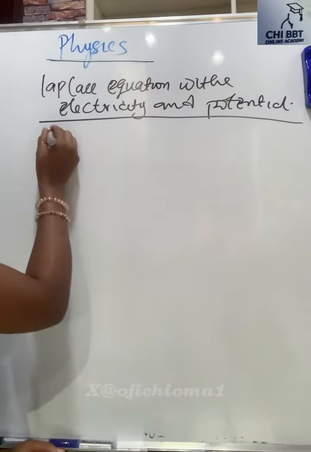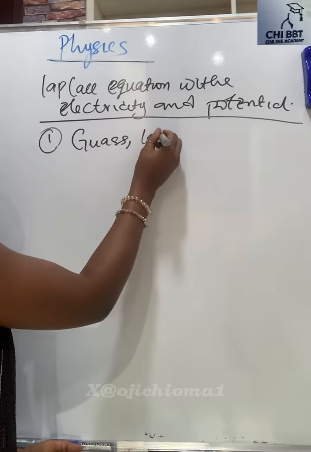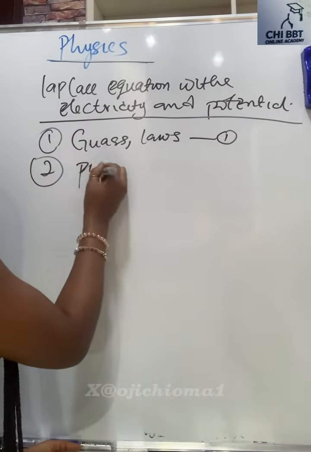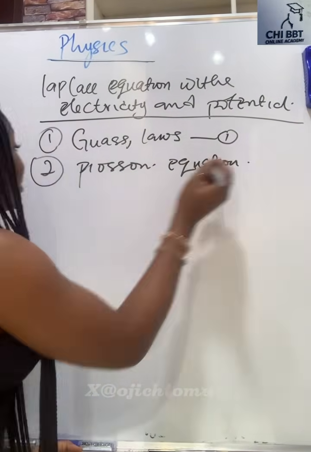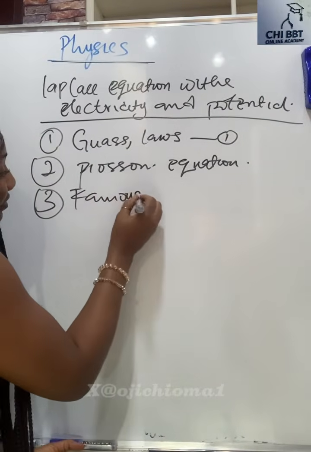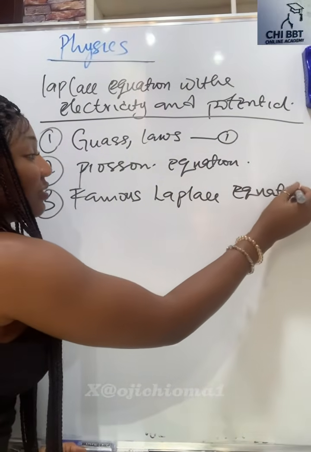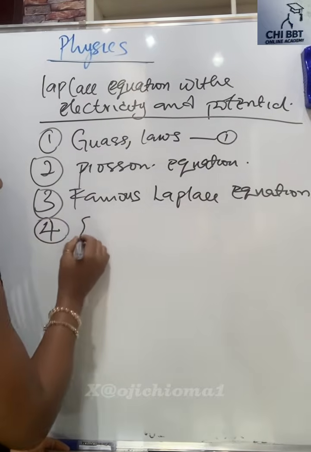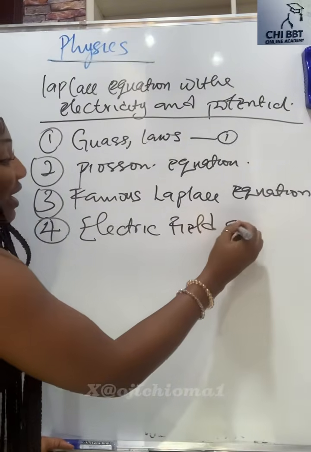So our goal today will be number 1, getting the Gauss laws. Number 2, we are going to get the Poisson equations. Number 3, we are going to now get the famous Laplace equations. Let me just add this one because this is the main thing, right? Number 4, electric field and potential.